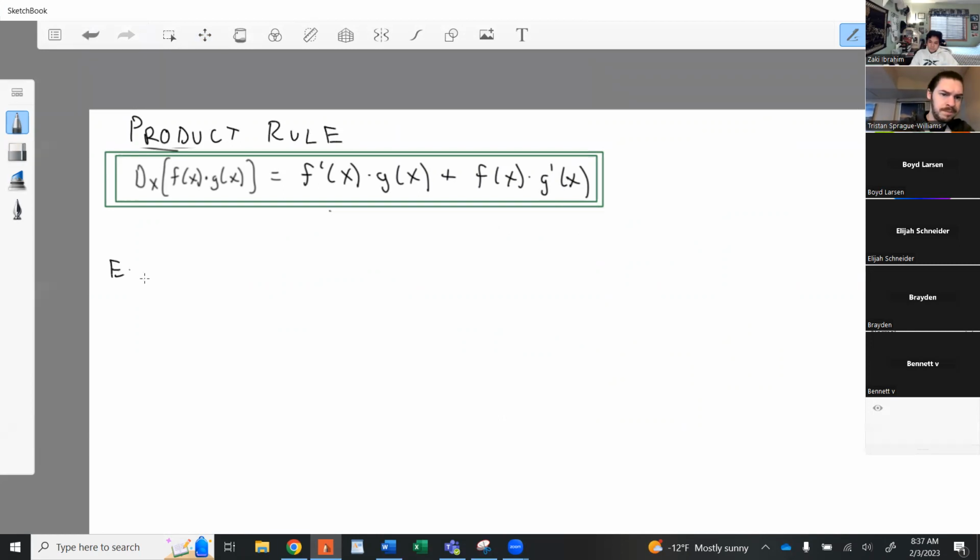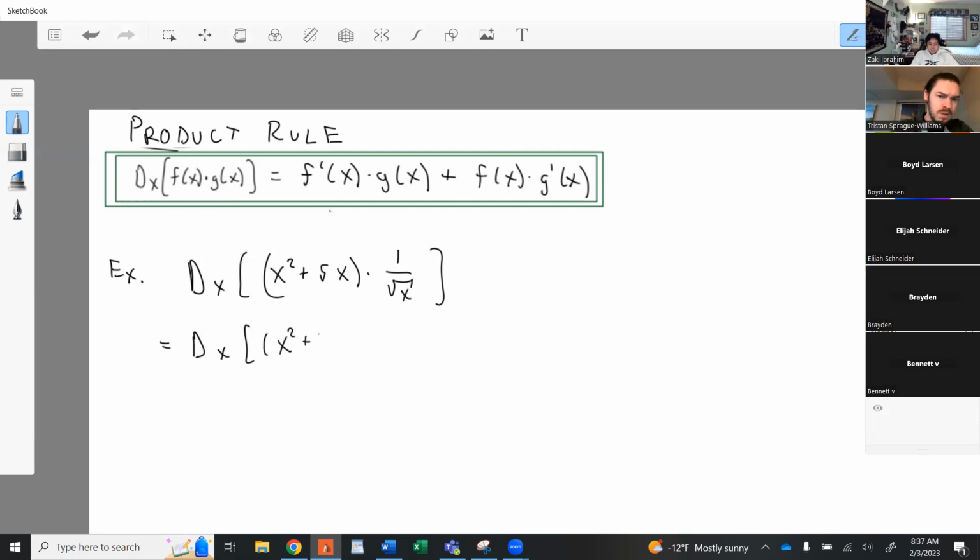So, for example, if you want to do the derivative of, let's say, x squared plus 5x times 1 over the square root of x, that's a product. We could do that. First of all, let's write 1 over the square root of x as a power function. That's x to the negative 1/2 power, right? 1/2 because it's a square root, negative because it's in the denominator, right?